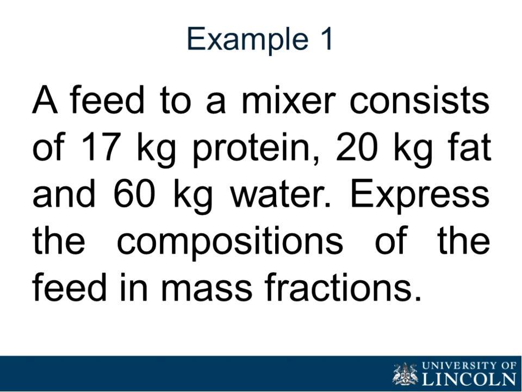Now, I know some of you have already done this. As we are talking now, you know that the very first thing you need to do is to add them together. What is the total mass? The total mass, as I could see from here, is 97, if I could add right. So the total mass is 97. So the mass fraction of protein will just be 17 divided by 97. The mass fraction of fat will be 20 divided by 97. And the mass fraction of water will be 60 divided by 97. It's a very simple question to handle.